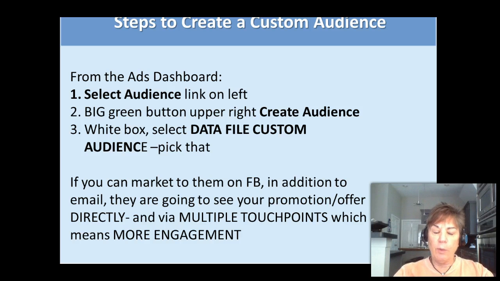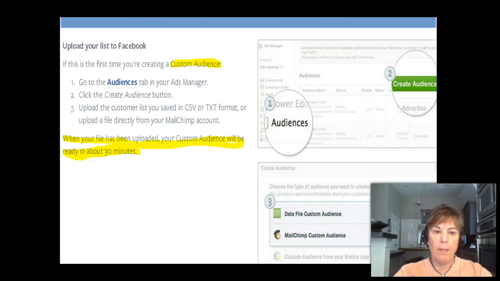Select the audience once, and we're going to go live and do this. There'll be a big green button. It says Create Audience, and then a white box that says Data File Custom Audience. Pick that. Remember, if you can market on your email marketing, Constant Contact email marketing, newsletter, as well as Facebook, that's multiple touch points and you get more bang for the buck.